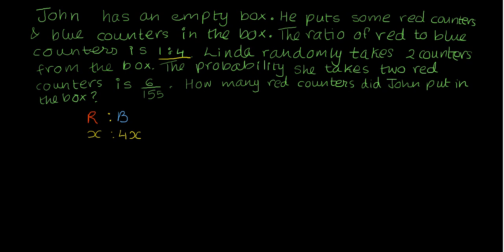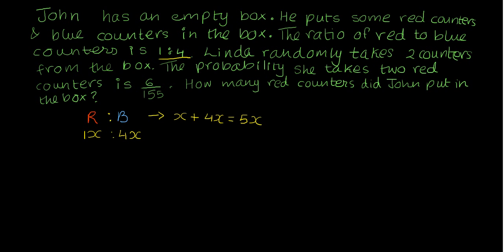Okay, so altogether I know I have x plus 4x, that gives me 5x. So 5x is the total number of parts. That x is like 1x. So for those of you who are confused, where did he get the x from? Instead of writing it as 1 to 4, I wrote 1x to 4x. So 1 times x represents the red counters, and 4 times x represents the blue counters.